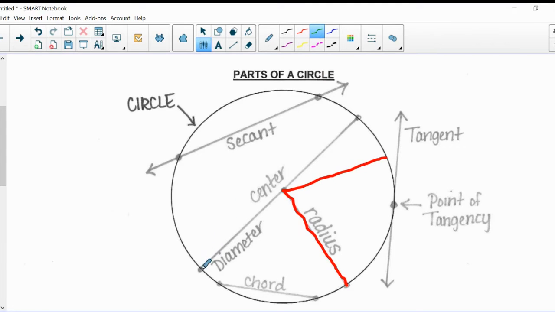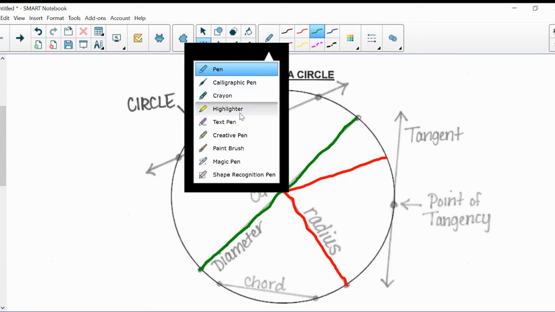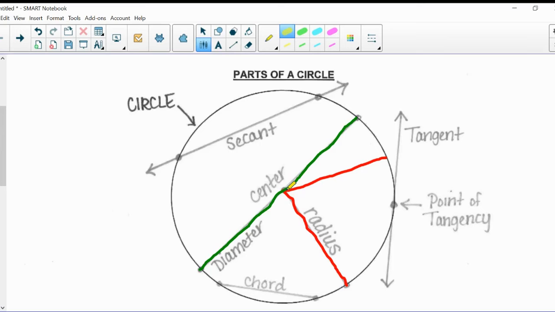The diameter of a circle goes from the edge of the circle to another edge of the circle, but it must go through the center. So this green line would be my diameter, but also understand that if we have a diameter, it is also actually 2 radii. So this part here could also be considered a radius, but we could also consider this other part of the diameter a radius. And the diameter is always twice the length of the radius.